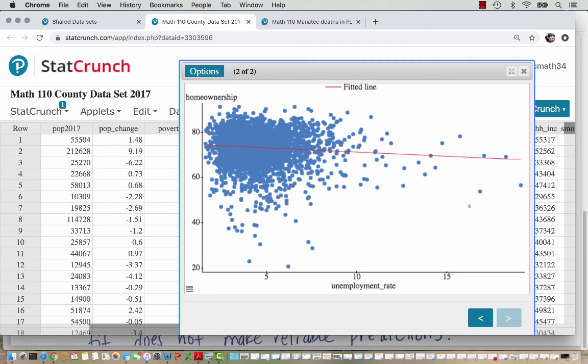All right, so in this example, we've seen that you can find linear regression models for large data sets. And for unemployment rate and homeownership, we see there's a weak correlation. So even though there's a line that passes through the middle of the data set, we wouldn't want to use this line to make predictions and extrapolations because the correlation is not strong.